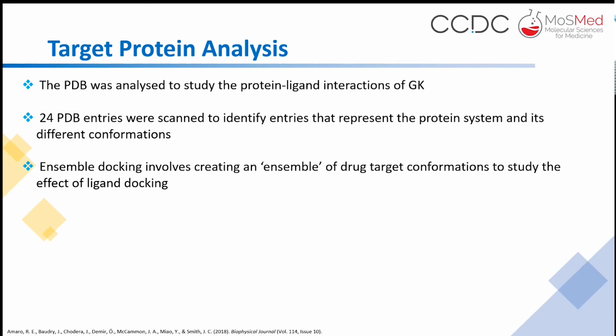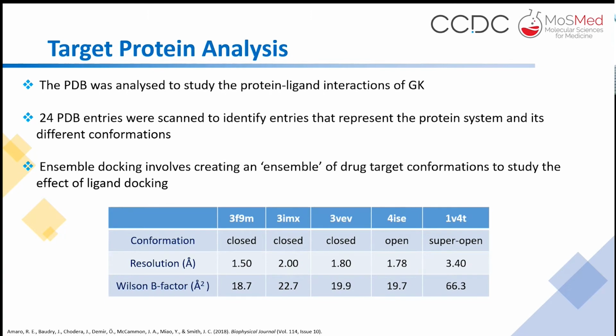Because glucokinase has three different conformations and is changing, I had to find PDB entries that I could study and that would represent my system. Out of the 24, I narrowed it down to 5 based mainly on their resolutions. I chose 3 entries of the closed conformation, 1 of the open and 1 of the super open, because in most cases activators bind in the closed conformation, so there's a lot of emphasis on that particular form.